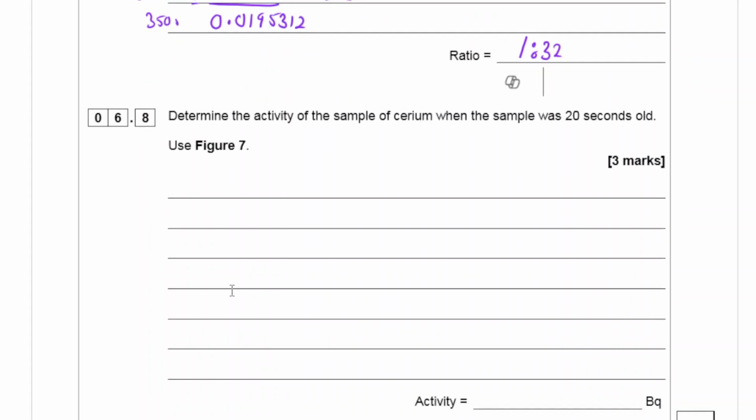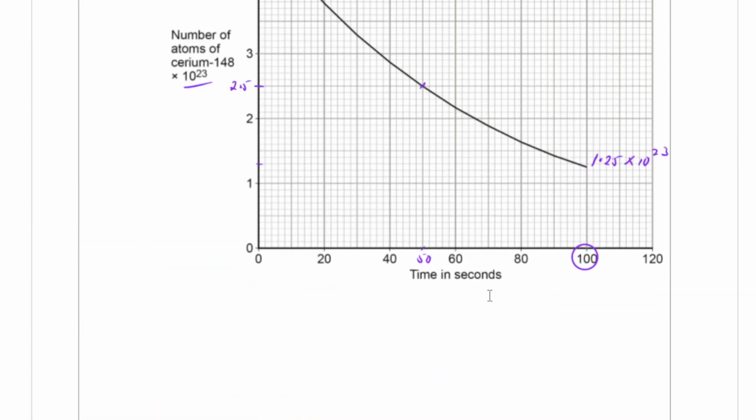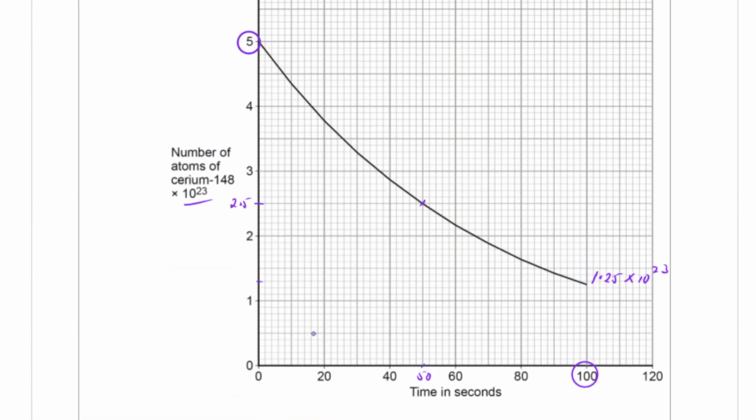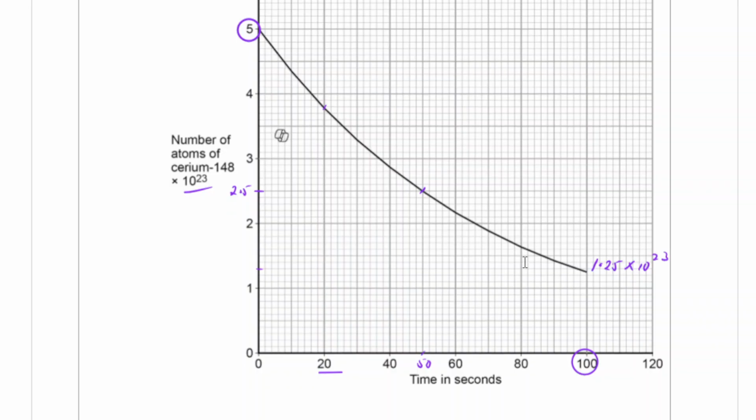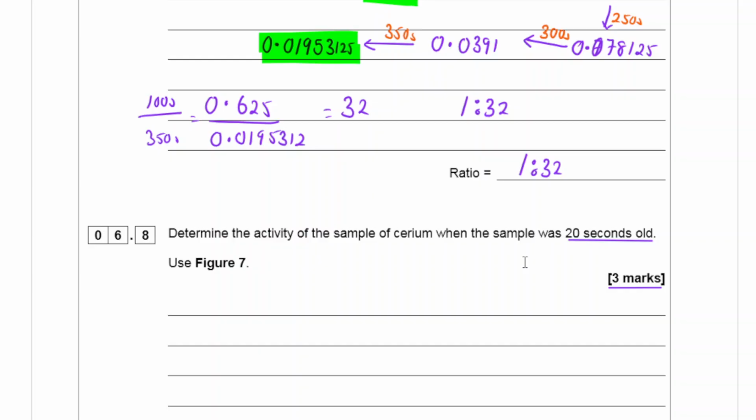So last question: determine the activity of the sample of cerium when the sample was 20 seconds old. For 3 marks, use figure 7. Which means you will have to draw a tangent on the graph at 20 seconds. You can't simply read out from there, because they are asking you to determine the activity of the sample.